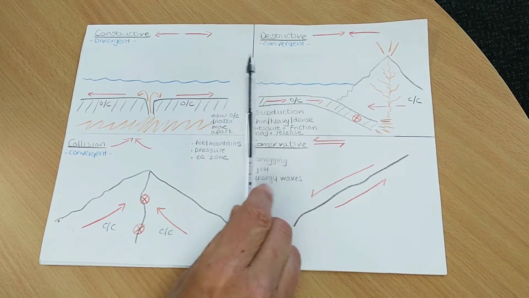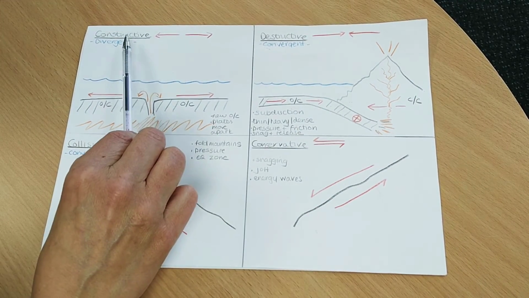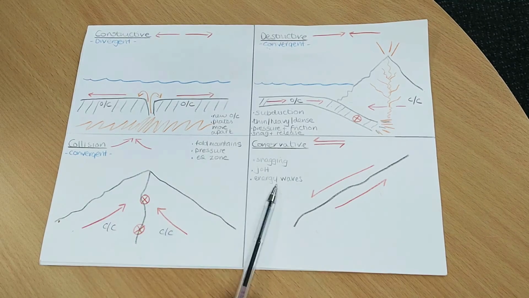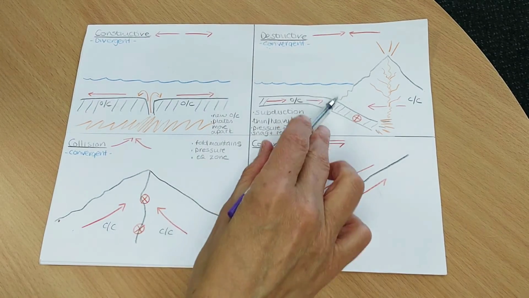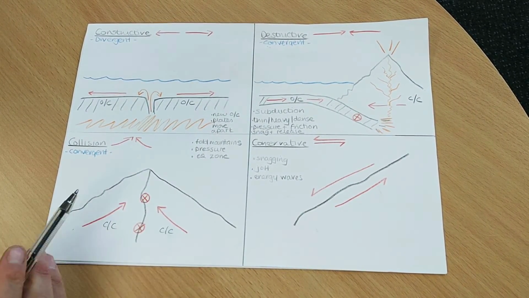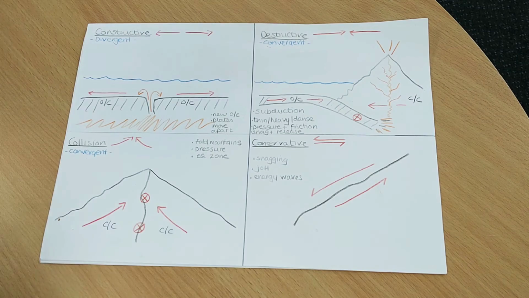So the top two plates is where we get volcanic activity, the constructive and the destructive margins, and the two bottom plates, the collision zone and the conservative, we tend to get earthquakes and no volcanic activity. But these three, obviously you can see we get earthquake activity at these three. So they are our four margins, which you'll need to make sure you know for those exams for Unit 1. You'll need to know the processes, and you'll need to know the features as well.